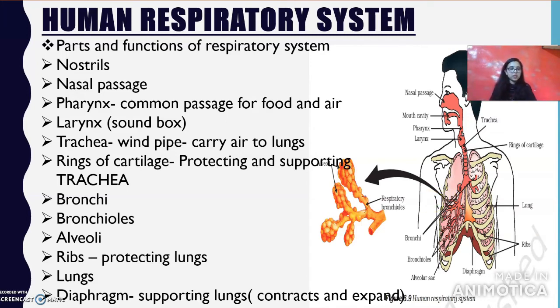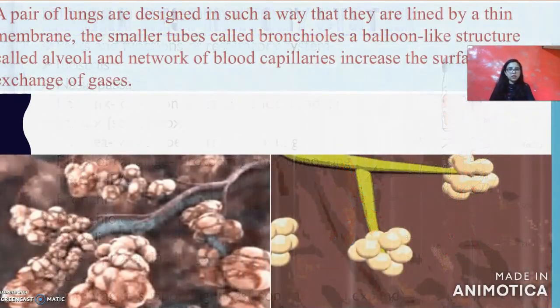Next come the ribs. Ribs are the bones which protect our lungs. Then come the lungs, the balloon-like organs. The main organ of the human respiratory system is our lungs. Then the diaphragm. This is the diaphragm, which helps our lungs to contract and expand. So this was the human respiratory system.